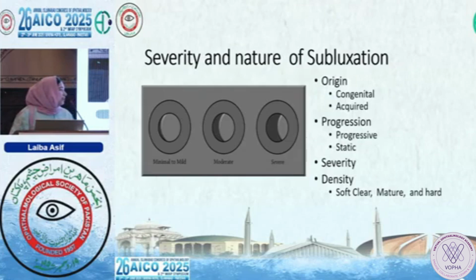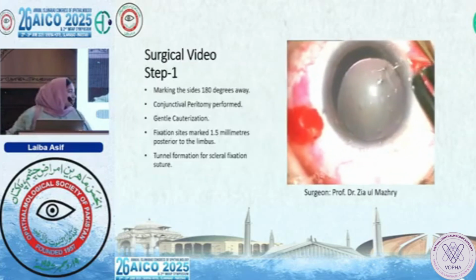Moving on to the severity and the density itself, there are various options. If there is a soft lens, then endocapsular aspiration is preferred. This will prevent disruption of the anterior hyaloid face and minimize the future risk of retinal detachment. So moving on, this was the surgery.